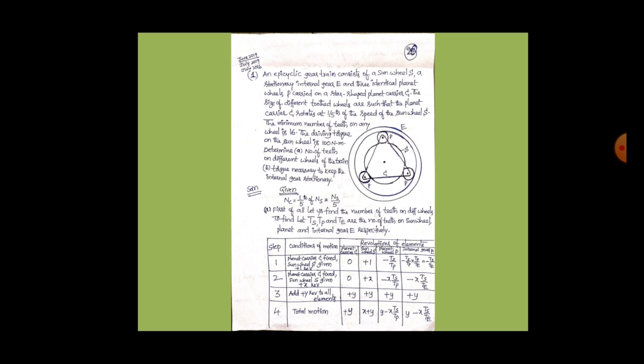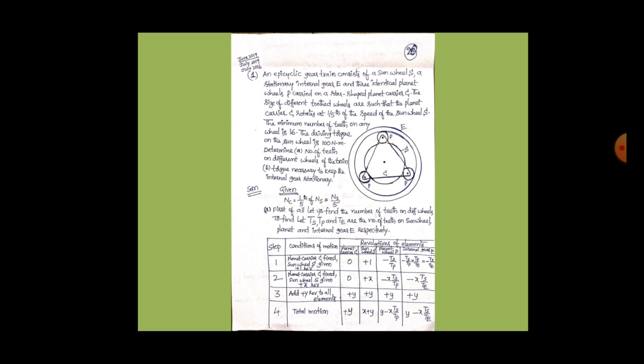And the second thing is the minimum number of teeth on any wheel. Here how many wheels are there? One is the sun wheel S, the second one is the internal gear E, and the third one is the planet wheel. So on these 3 wheels, the minimum number of teeth should be 16. 16 and above is allowed. That is the understanding or meaning of this sentence: minimum number of teeth on any wheel, planet wheel, sun wheel, and internal wheel E. So on these 3, this is the condition.